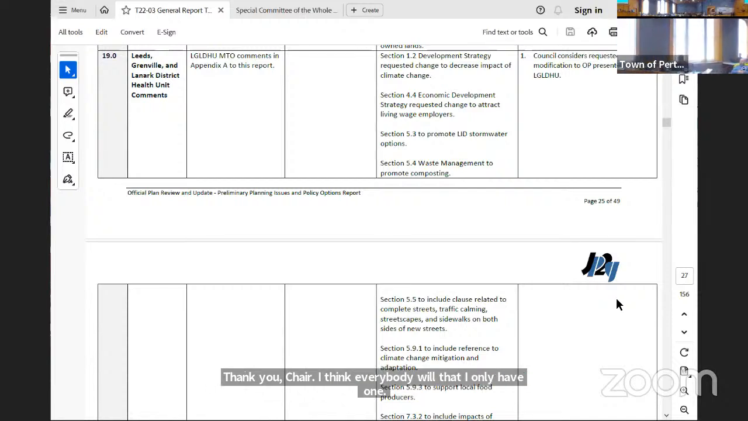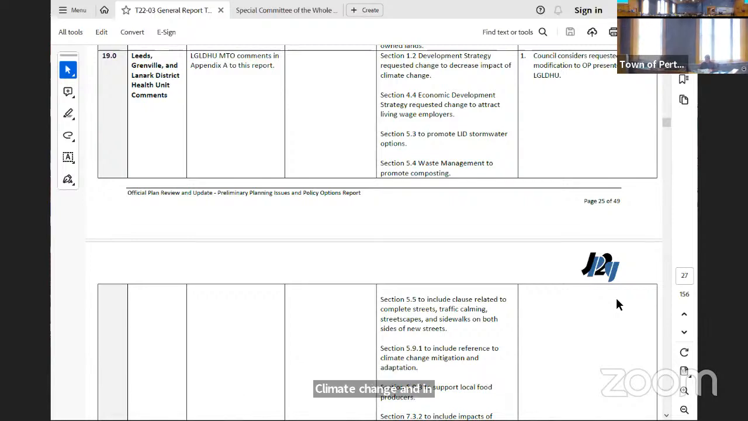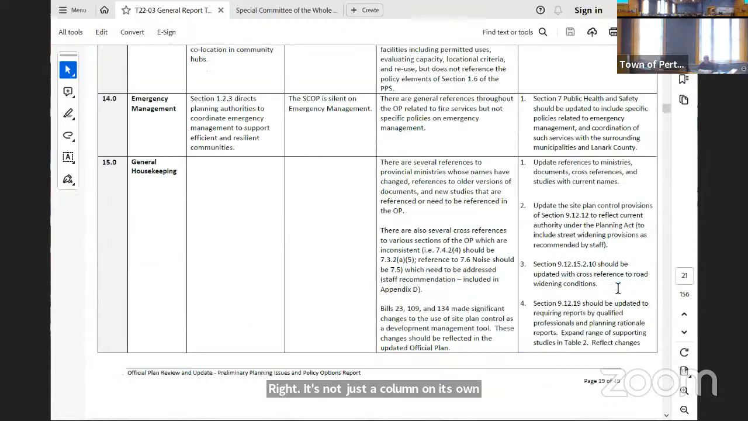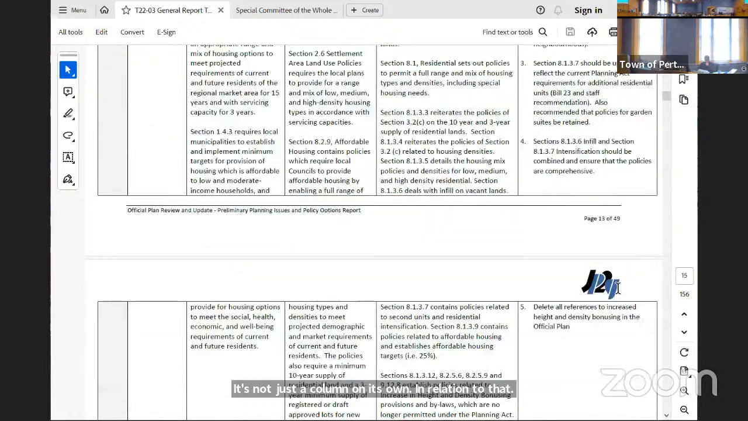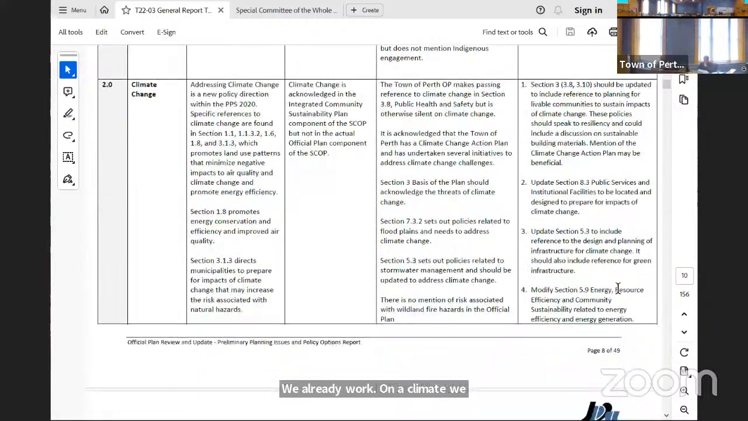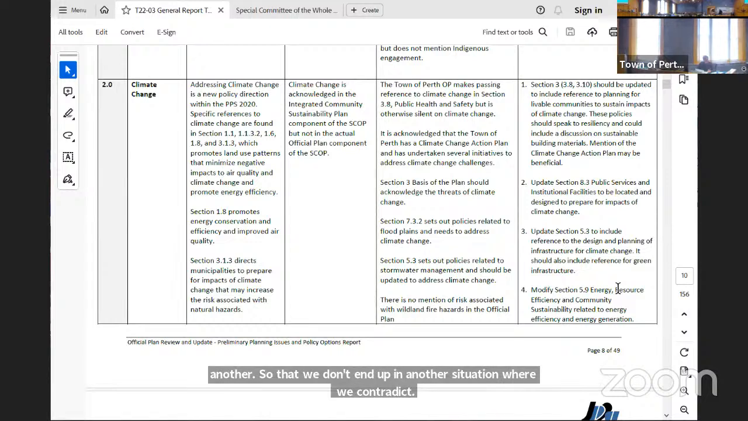Climate change, and in particular mitigation, has come up in a number of areas. It's linked, like so many things are. It's not just a column on its own. In relation to that, we already have to consider climate change mitigation as part of asset management, et cetera. Will they work in conjunction with one another so that we don't end up in another situation where we potentially contradict ourselves over the same issue?